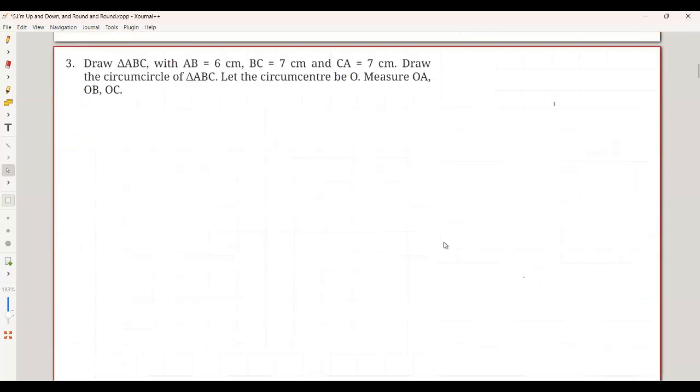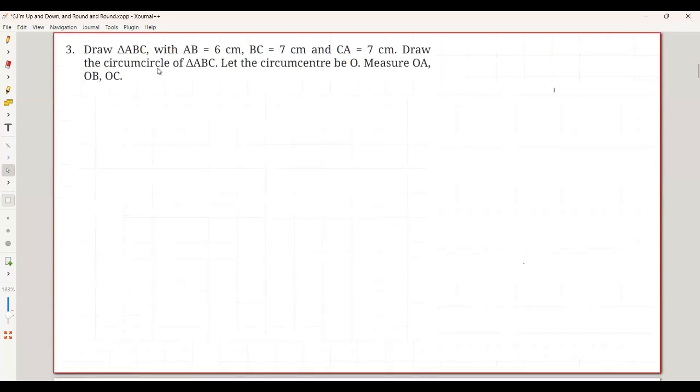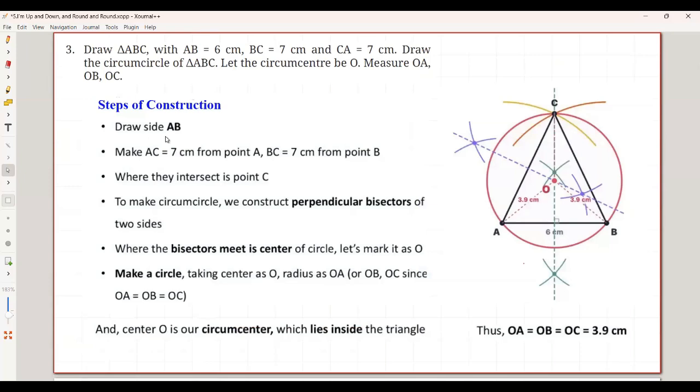Okay, third one. Draw a triangle ABC with AB equal to 6 centimeter, BC equal to 7 centimeter, CA equal to 7 centimeter. Draw the circumcircle of triangle ABC. Let the circumcenter be O. Measure OA, OB, OC. Draw a side AB equal to 6 centimeter. You can draw 7 centimeter also as a base, but the naming should be correct. Next, AC is 7 centimeter, BC is 7 centimeter.